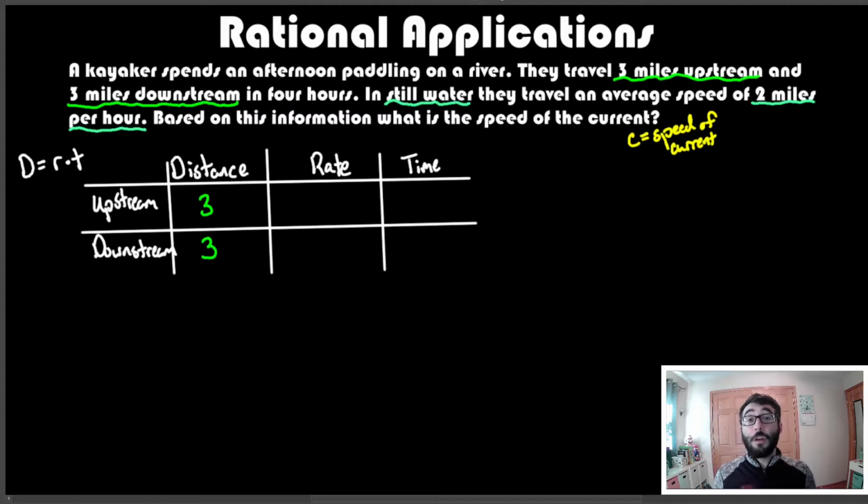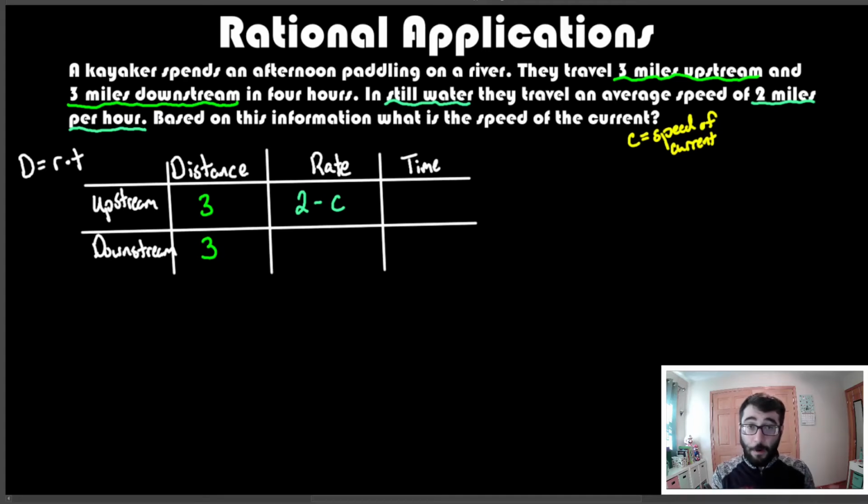Well, if you're swimming or kayaking or doing anything upstream, you're fighting against the current. The current is not helping you, it is hurting you. So what we are going to do is take the speed of the kayaker in still water and subtract the speed of the current. Because if you think about it, the kayaker can go 2 miles an hour kayaking, but they're going against that current, so we're going to take away the current speed from the kayaker.